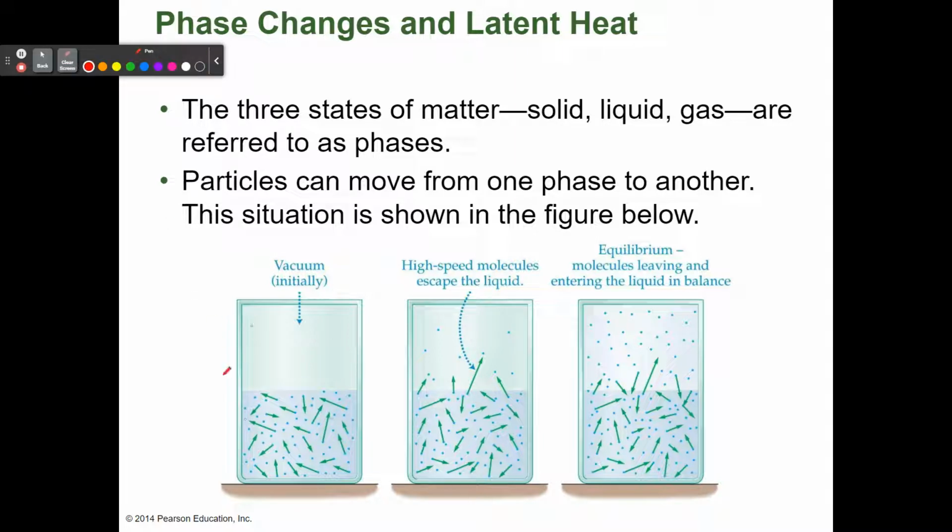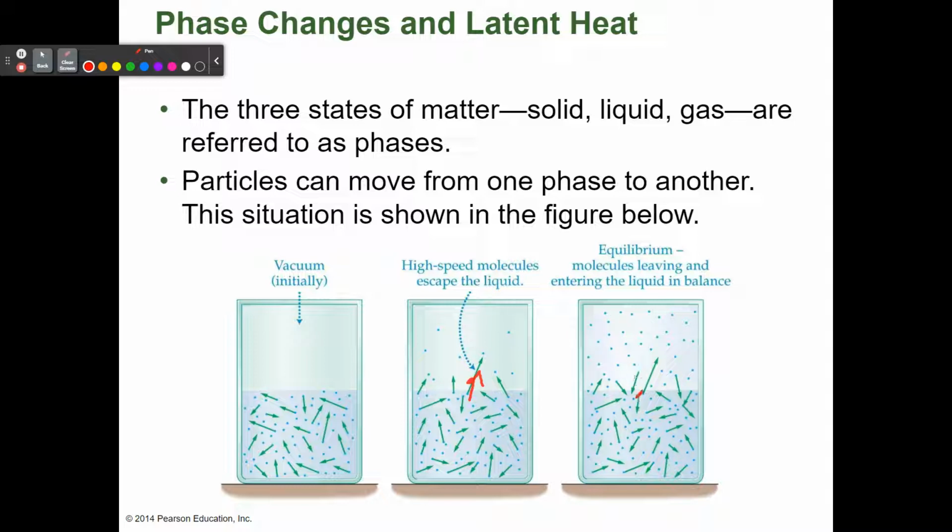So here we have particles just all in the liquid phase, and they're moving around. There's nothing up here. But if you notice, the length of their arrows gives an indication of their kinetic energy. So some of them have a lot of kinetic energy, some of them just have a little bit. Those with a lot of kinetic energy have enough energy to punch through that liquid phase and go into the gas phase. And as more of them have that kinetic energy, more of them leave the liquid phase and go into the gas phase.